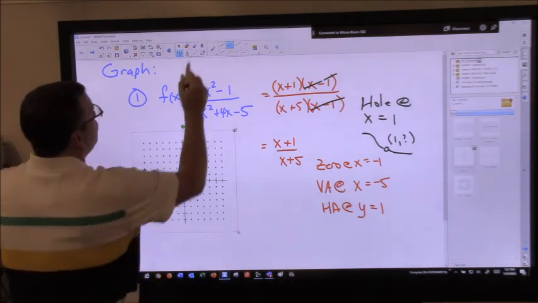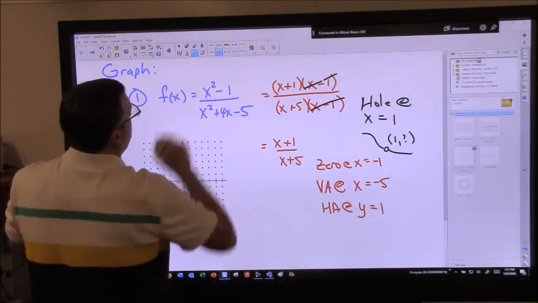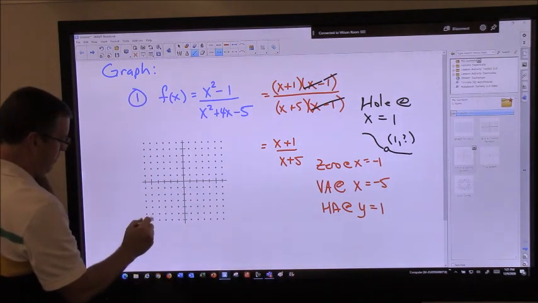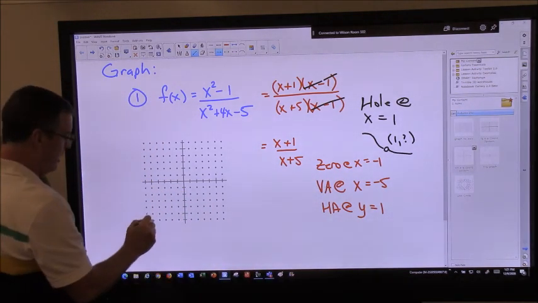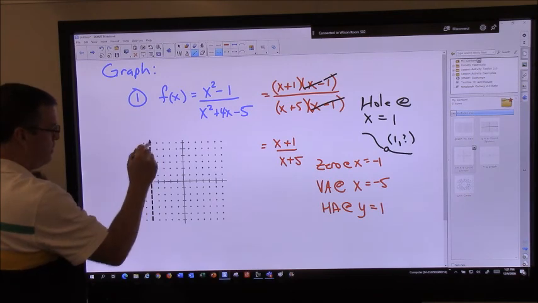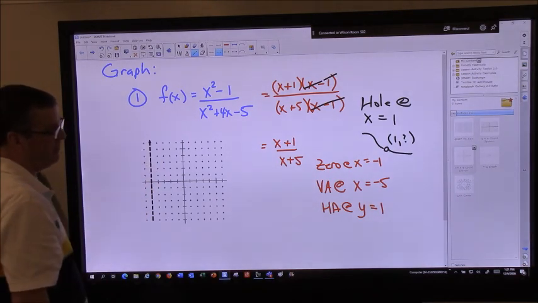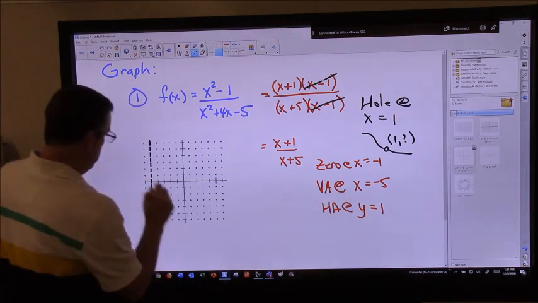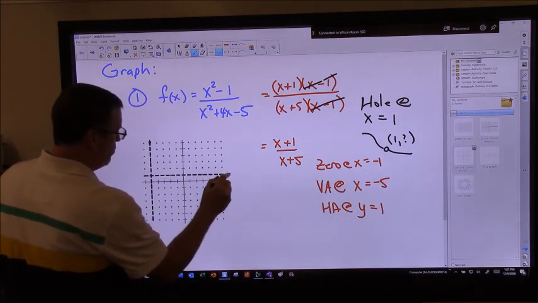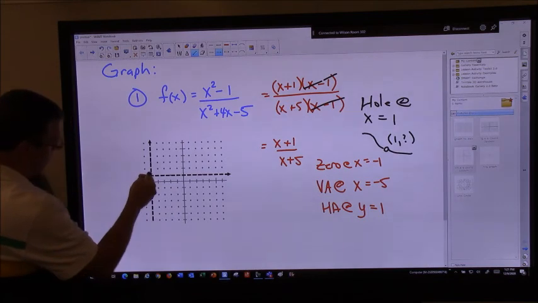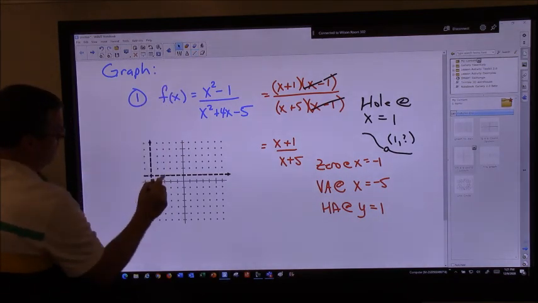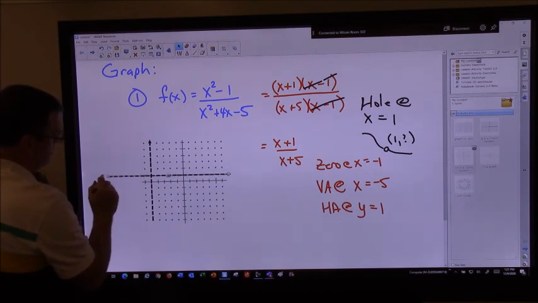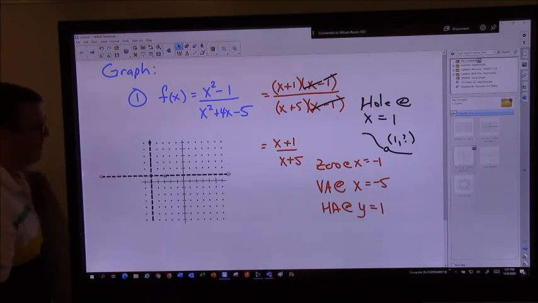Okay? All right, so I'm going to get a dotted line here. I'm going to put a vertical asymptote at -5. X equals -5. That means I'm going through the x-axis at -5. And a horizontal asymptote, it goes through the y-axis at 1. So there's the line y equals 1. And I probably want to stretch it out just a little bit farther so that I've got some room to draw my graph out here.